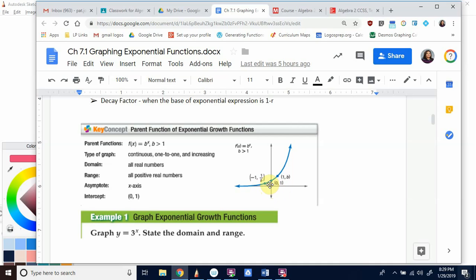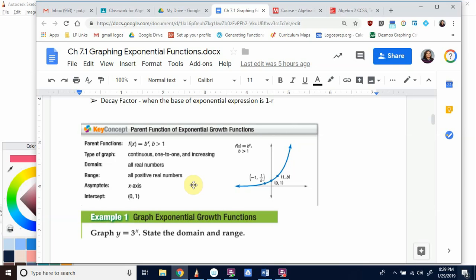They tell you here x-axis, which you would say y equals 0. It means as x approaches negative infinity, y approaches 0, but never touches 0. It'll never be 0, never cross this graph. It'll just be very small, with an infinite number of decimal places. Okay, and the intercept is going to be at 0, 1.